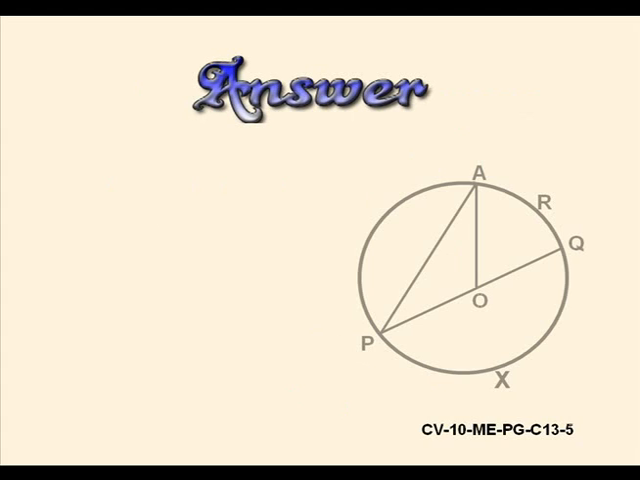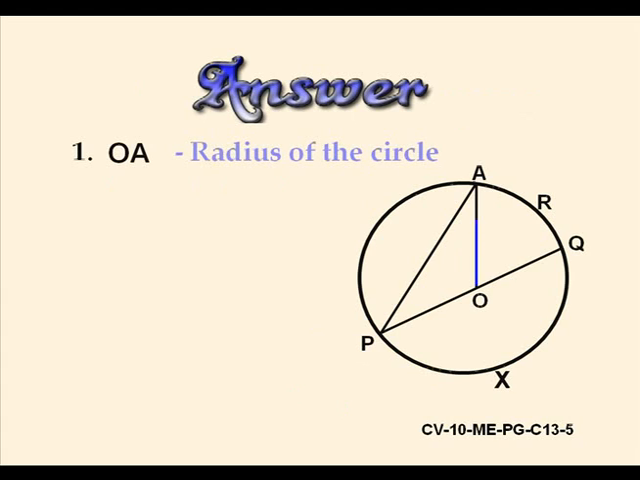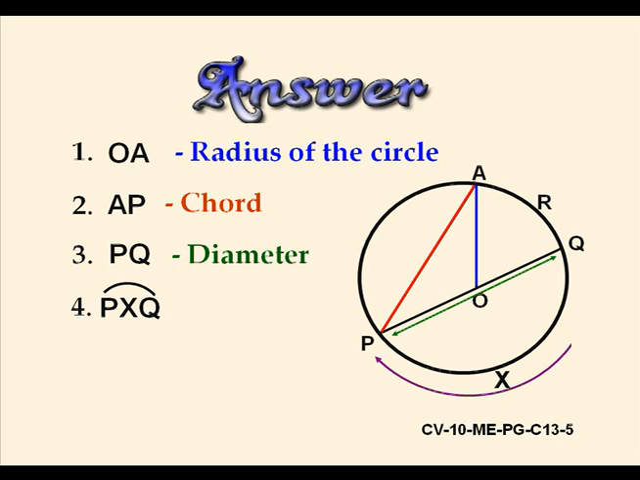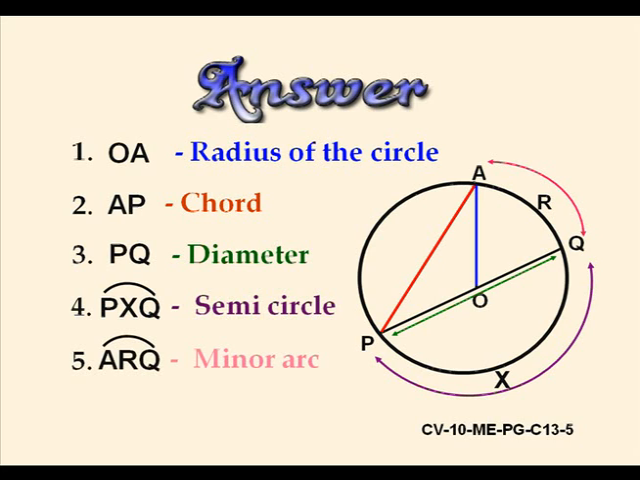Answer. OA is a radius of the circle. AP is a chord. PQ is a diameter. Arc PXQ is a semicircle. And arc ARQ is a minor arc.